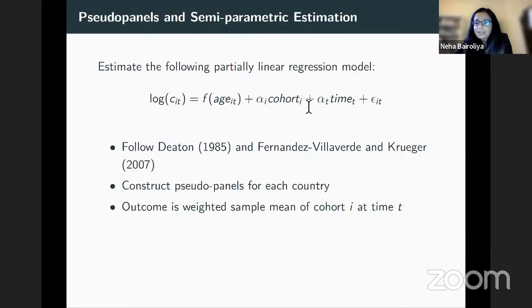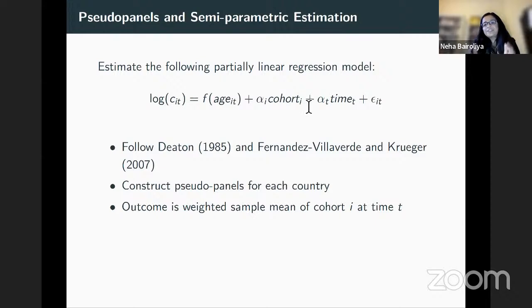So coming to the estimation technique. The equation that we would like to estimate is something like this partially linear regression model. We have log consumption on the left-hand side, and we would like to see how this consumption changes over the life cycle. So the main object of interest here is the age profile of households.